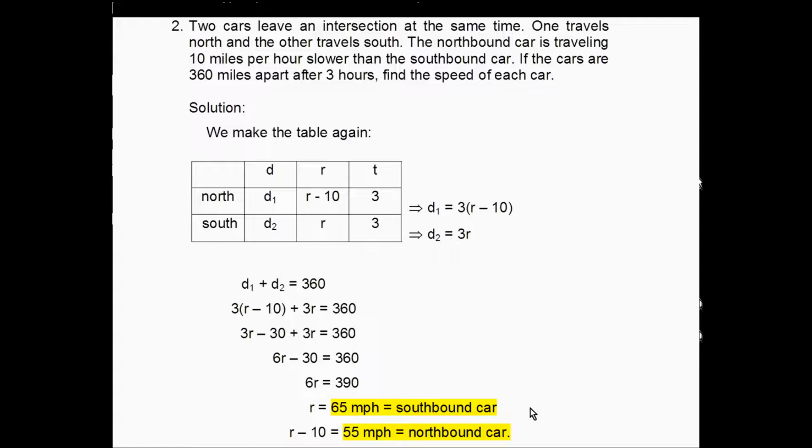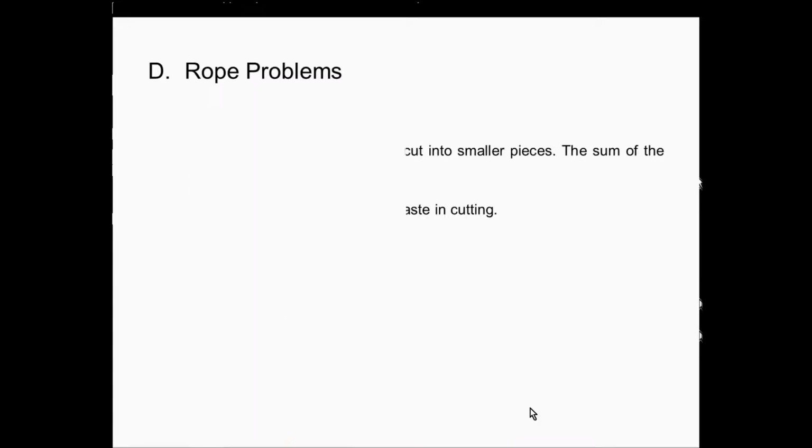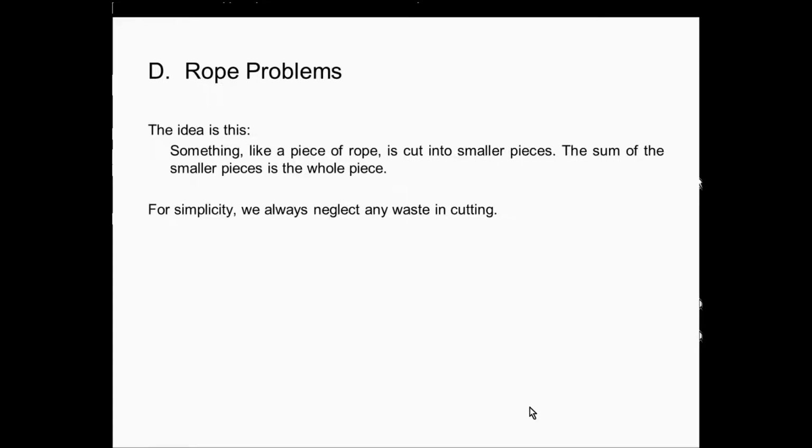Okay, our next big category, I've always just called it the rope problems. Here's the idea. Something, like a piece of rope, is cut into two smaller pieces. The sum of the smaller pieces is the whole piece. For simplicity, we always neglect any waste in cutting.